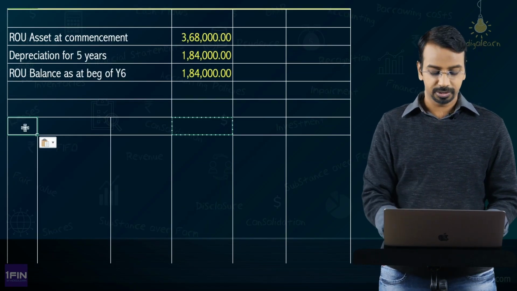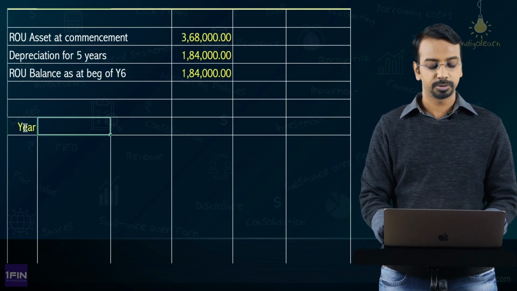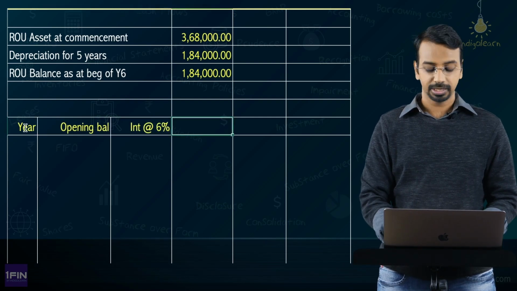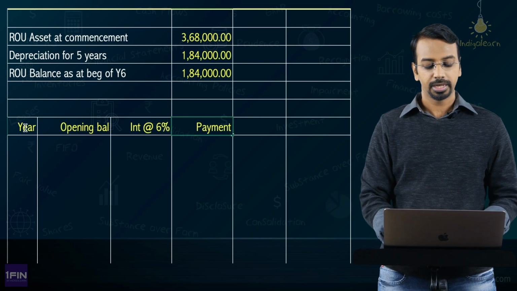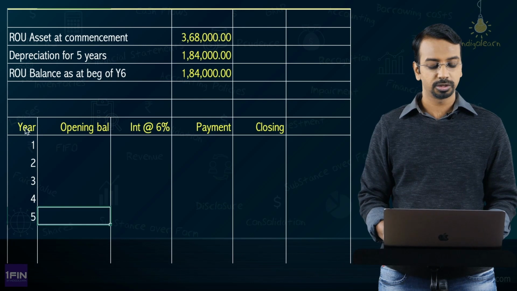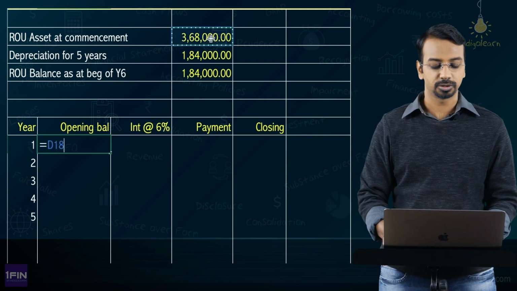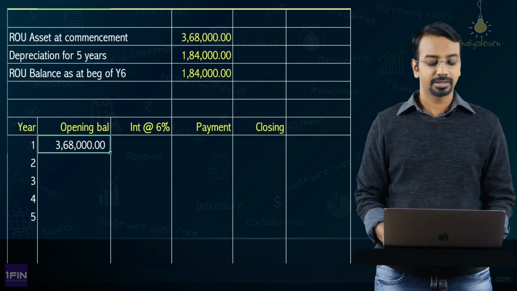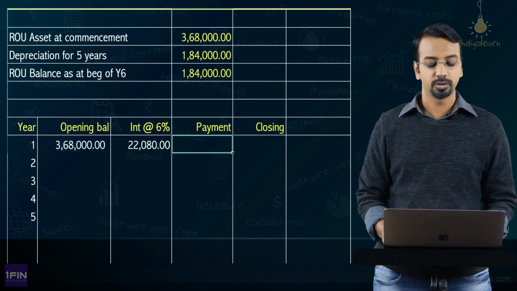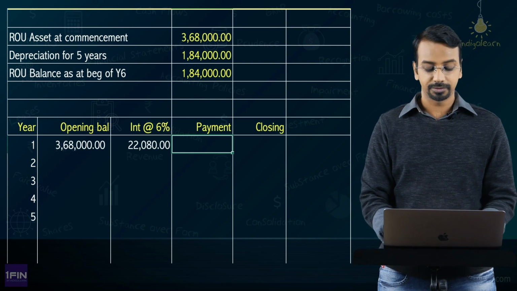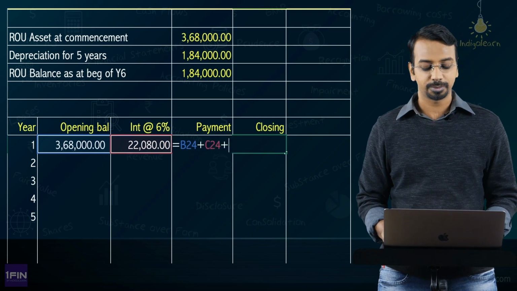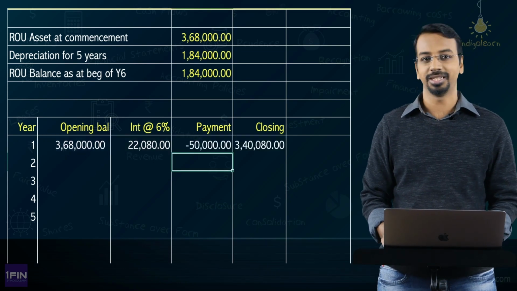For lease liability, we can prepare the schedule. You can place year here, opening balance, interest at the rate of 6%, right, payment and closing balance. Very simple. 1, 2, 3, 4, 5 years. What is the opening balance? Opening balance is 368,000, right? So now you have the opening balance at 3,68,000, interest at 6%. So 368 multiplied by 6%, you get 22,080. Payment is 50,000. So opening balance plus interest minus payment, you get 3,40,080, right?